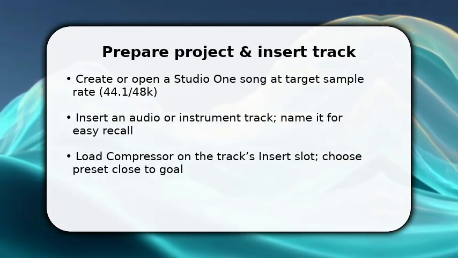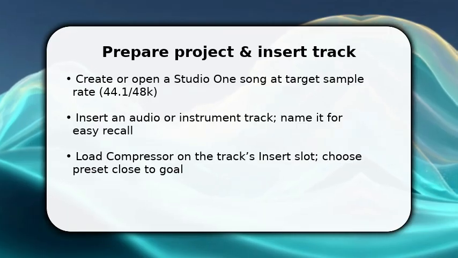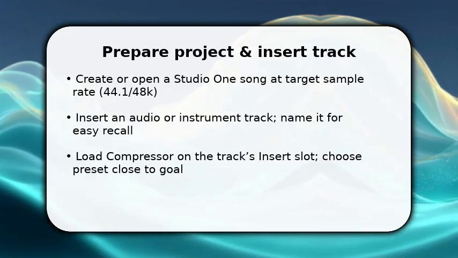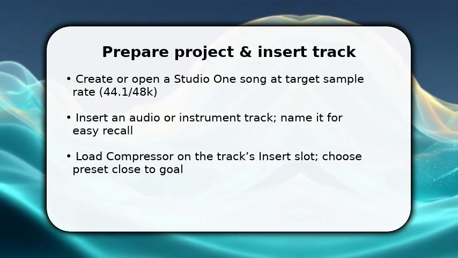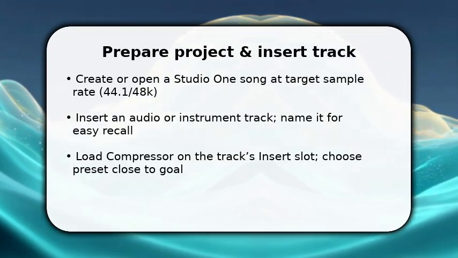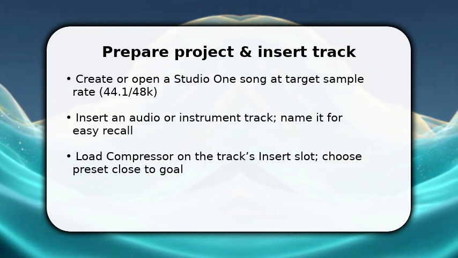Next, load the compressor in the track's insert slot and select a preset that approximates the sound you want. Once done, play back a representative section so you can hear input dynamics clearly. This gives you material to adjust threshold, ratio, and attack meaningfully.